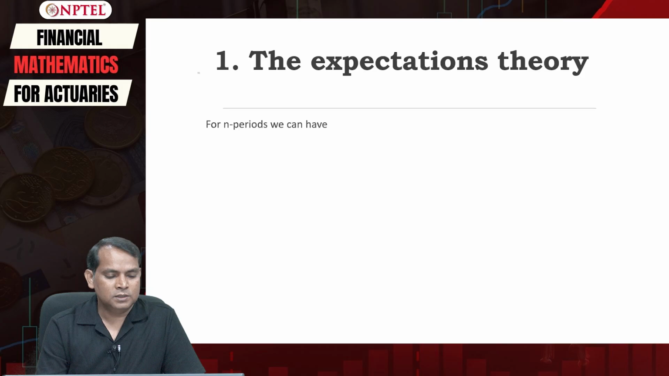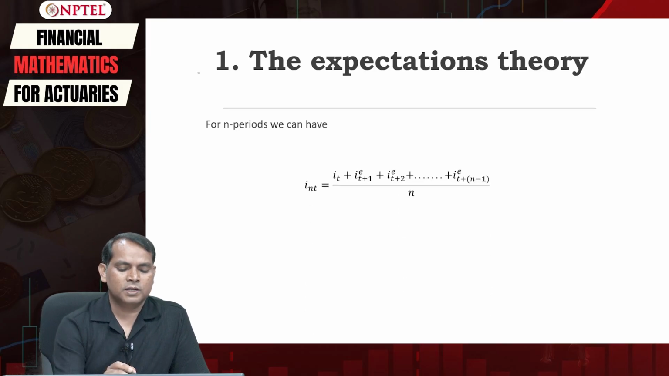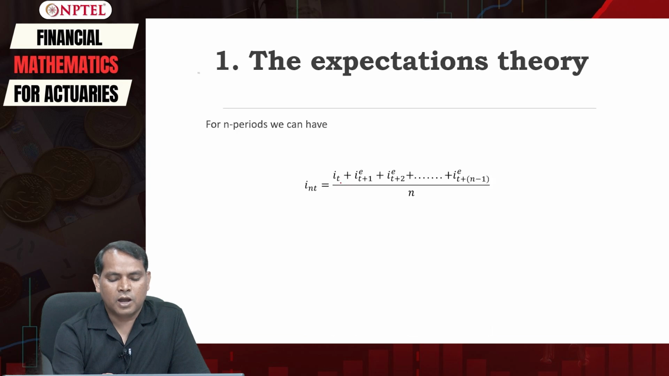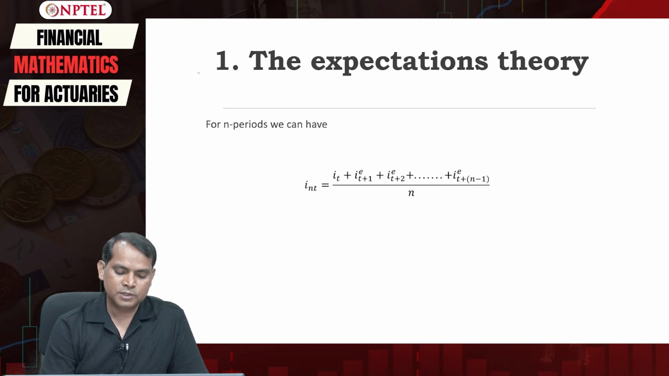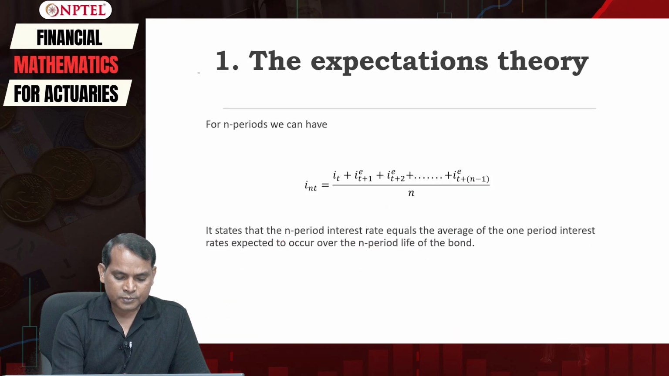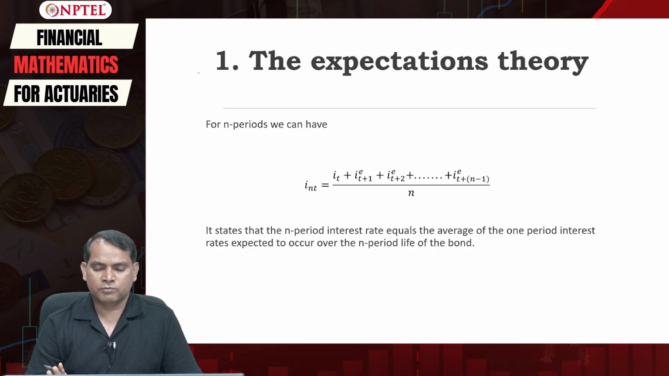For n periods we can go on computing similarly, and we will get i_nt equal to (i_t plus i_{t+1}^e plus i_{t+2}^e, and so on up to i_{t+n-1}^e) whole divided by n. So this simply says that the n period interest rate equals the average of the 1 period interest rates expected to occur over the n period life of the bond.